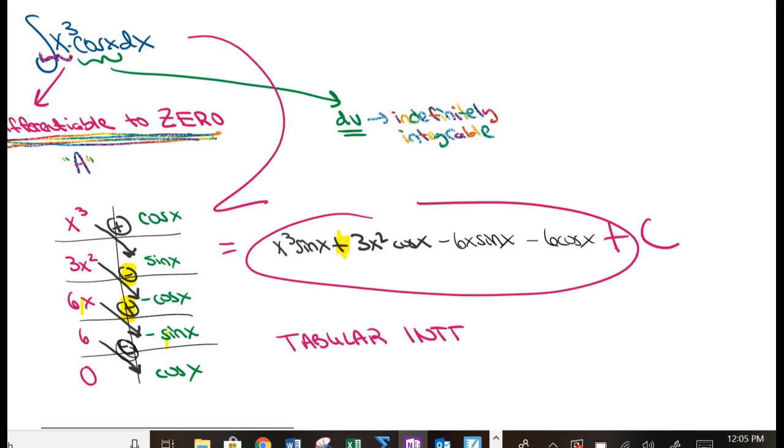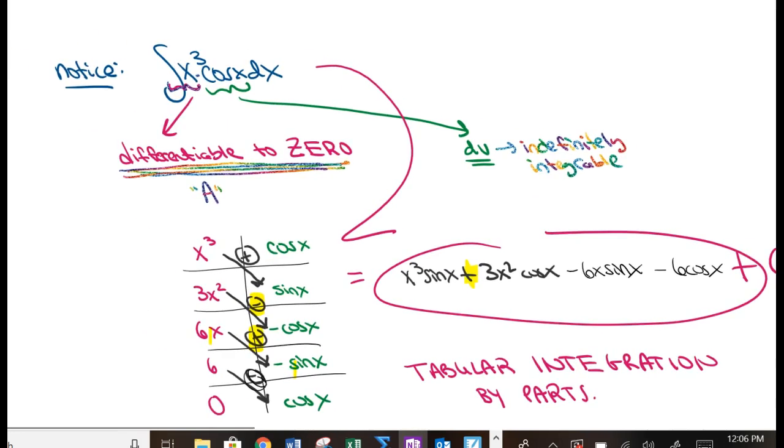This is called tabular integration. I am fine with you in your head calling it tabular integration. I like to add the two words tabular integration by parts, which is just a shortcut for doing parts repeatedly. Again, it doesn't work all the time. It works when you have an integral where a factor of it is differentiable to 0, and the remaining factor of the integrand is indefinitely integrable. And yes, it always alternates, starting with positive: positive, negative, positive, negative.